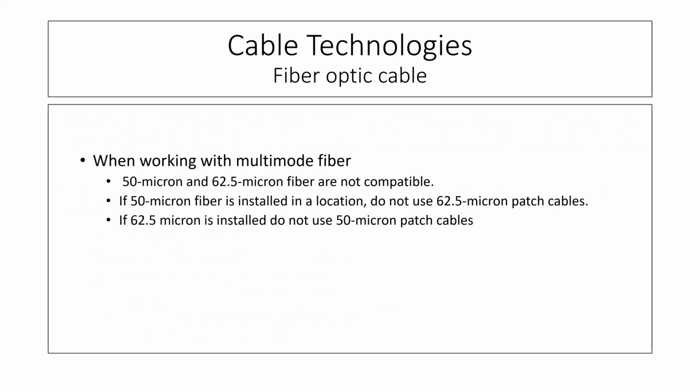When working with multi-mode fiber, keep in mind that 50 micron and 62.5 micron fiber are not compatible. If the fiber is not labeled, one way to know if it's 50 micron fiber is how it's designated. OM2, OM3, OM4, and OM5 cable are all 50 micron fiber. They are not compatible with 62.5 micron patch cables. 62.5 micron fiber is called OM1, and that is not compatible with the 50 micron patch cables.